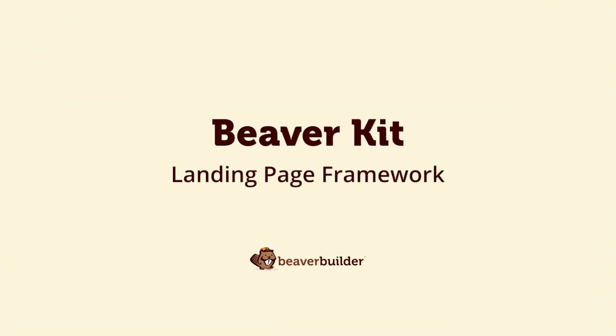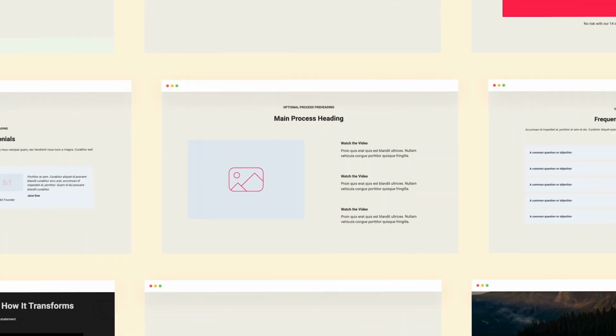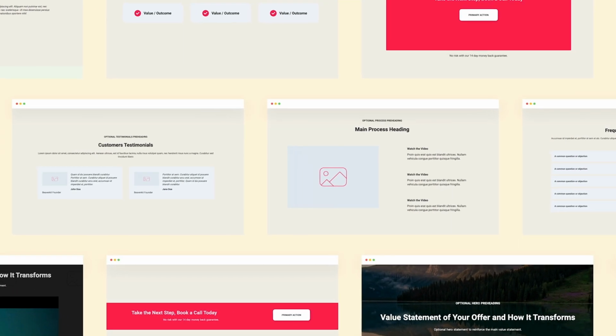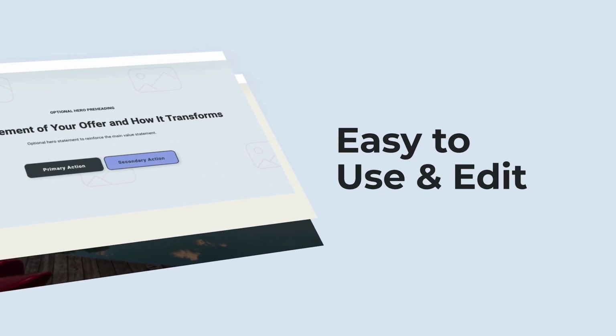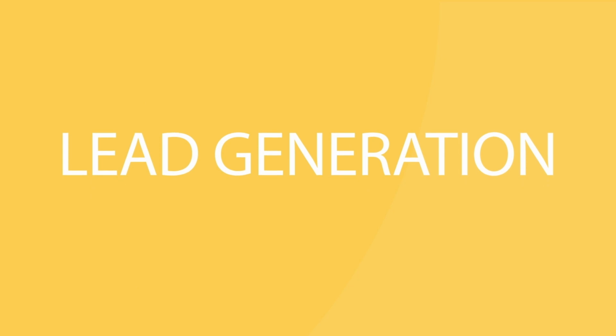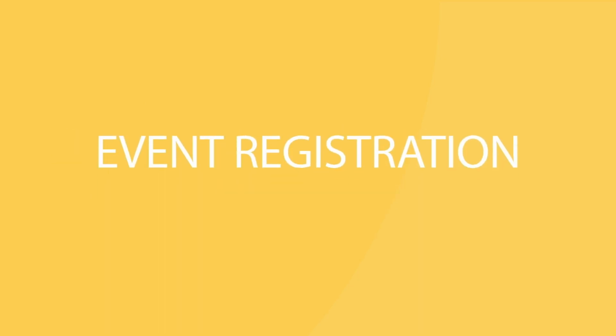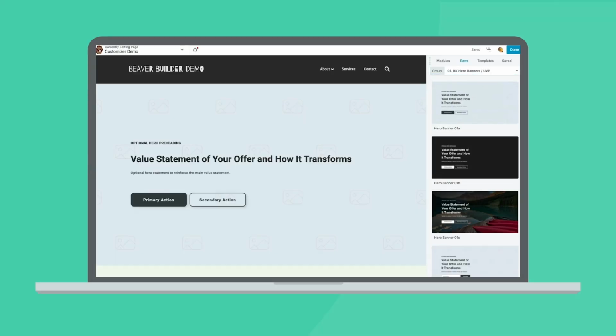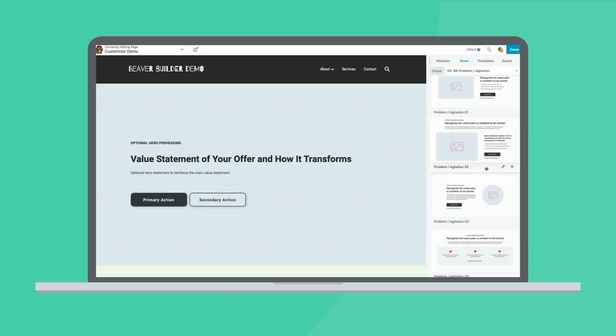Introducing Beaver Kit, a collection of over 100 responsive pre-built rows for Beaver Builder. It's easy to use because the content is neatly ordered in the way that you typically build out a landing page. So depending on what type of landing page you need, you can simply go down the list of selections and pick out what you need.